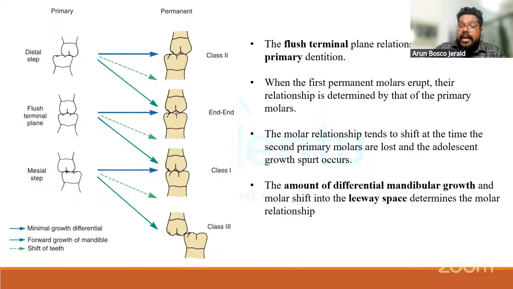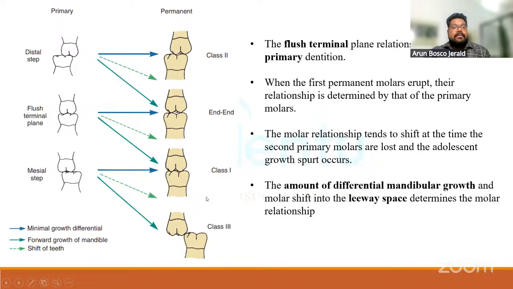Suppose, or most commonly, if there is more mesial movement of the lower molar because of the utilization of leeway space and because of the growth of the mandible, it will become a class 3 malocclusion. So generally, distal step will be maintained as a class 2 or an end-on. Flush terminal plane will definitely become a class 1, or if the mandibular growth is very much, then it will become a prenormal molar relationship. And the mesial step will be maintained in the class 1 molar relationship if the mandibular growth is deficient, or it will become a class 3 if the mandibular growth takes up.